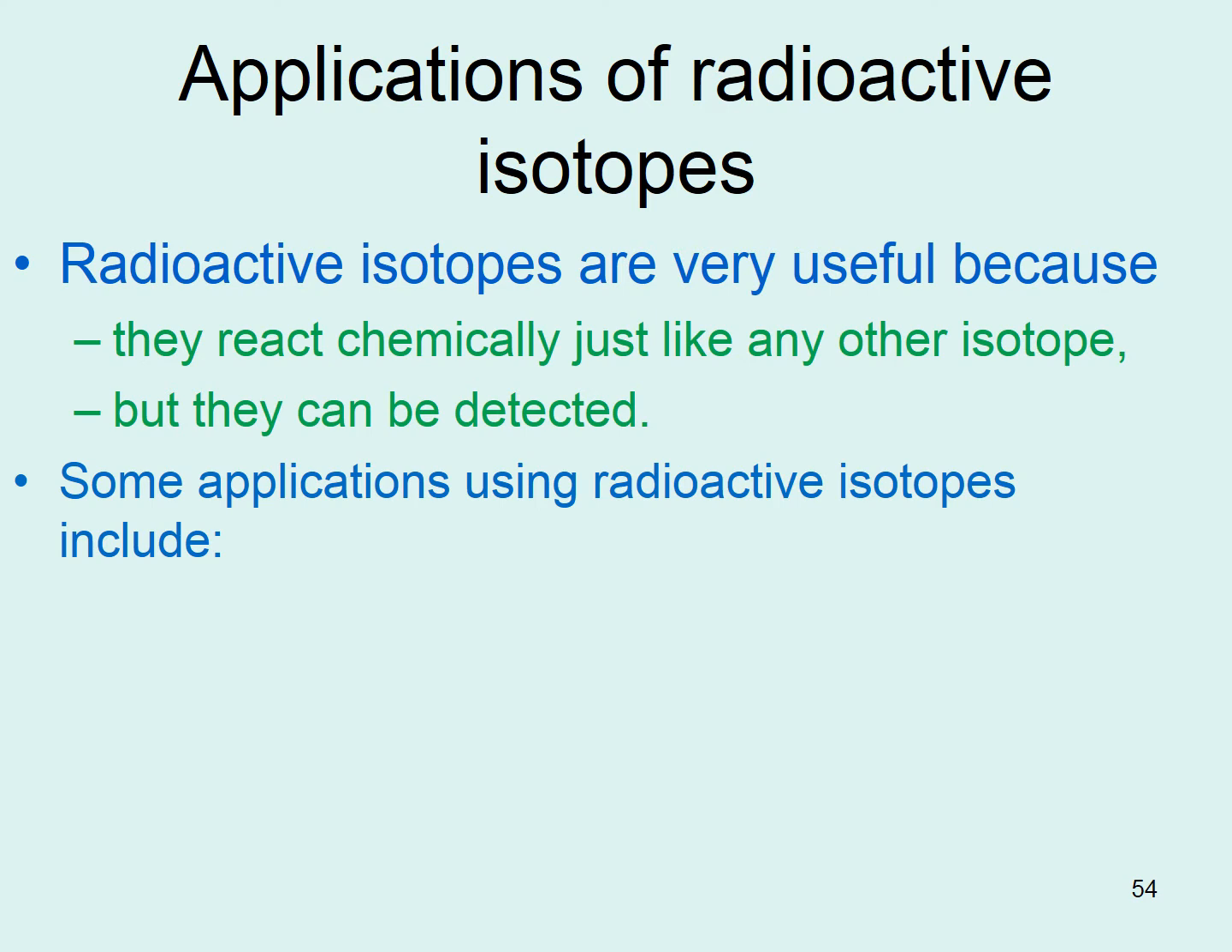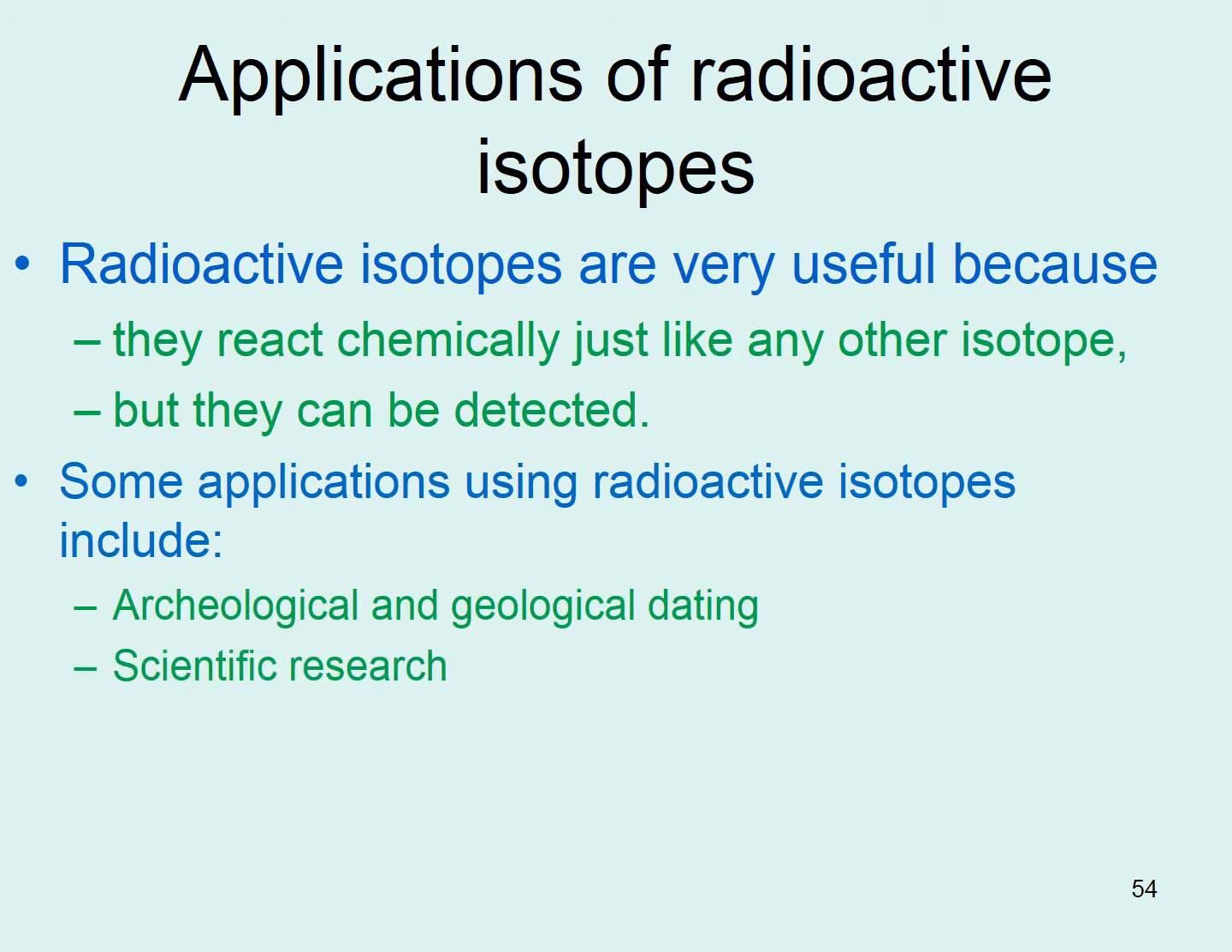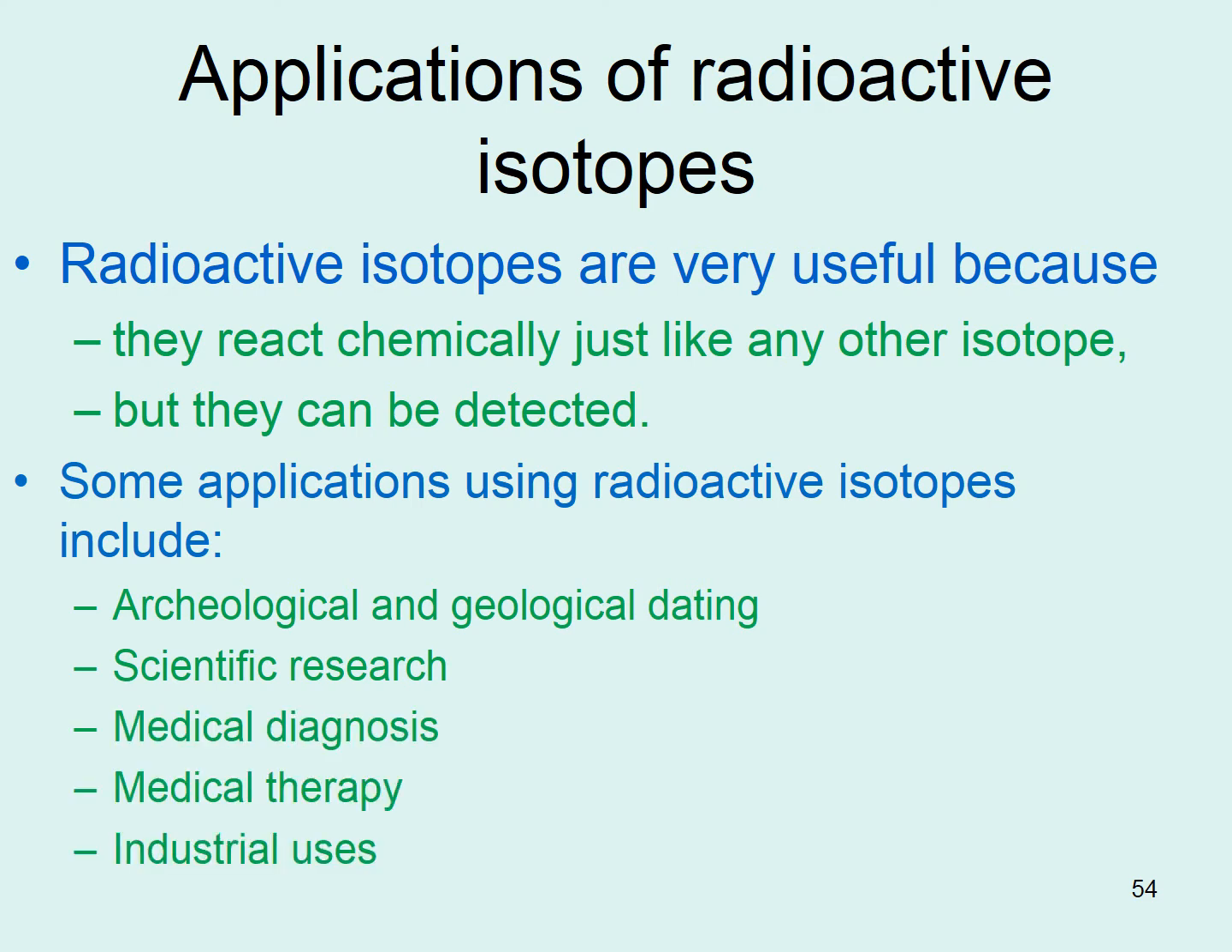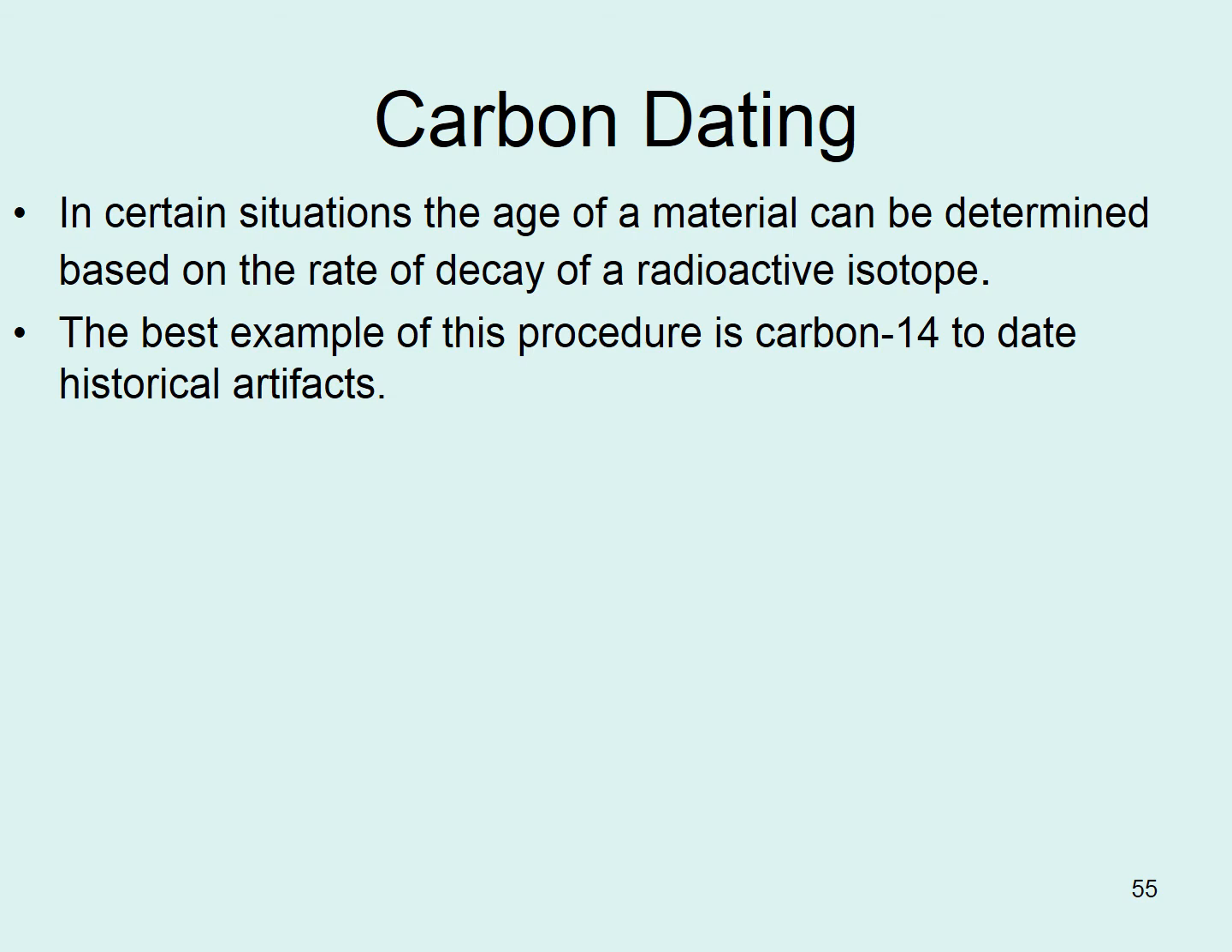So here are some examples of applications for radioactive isotopes. Archaeological and geological dating, scientific research, medical diagnosis, medical therapy, and then also industrial uses. So I'll talk about each of those a little bit. So carbon dating.